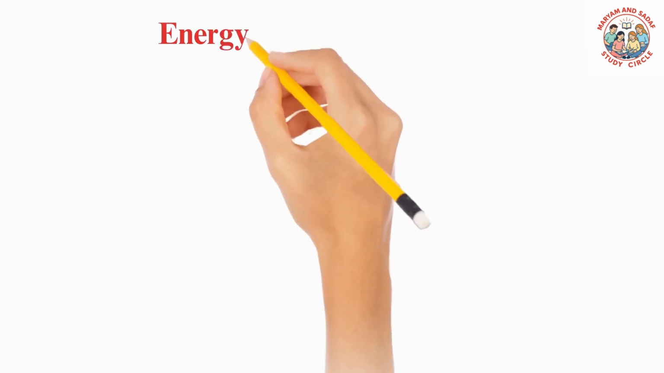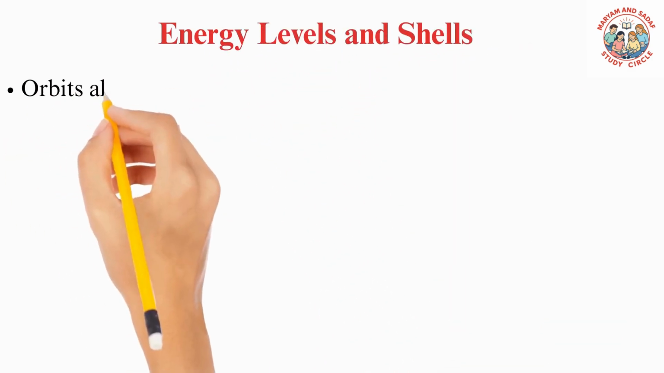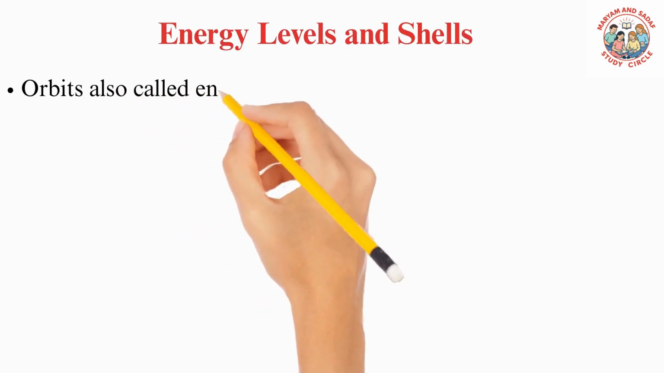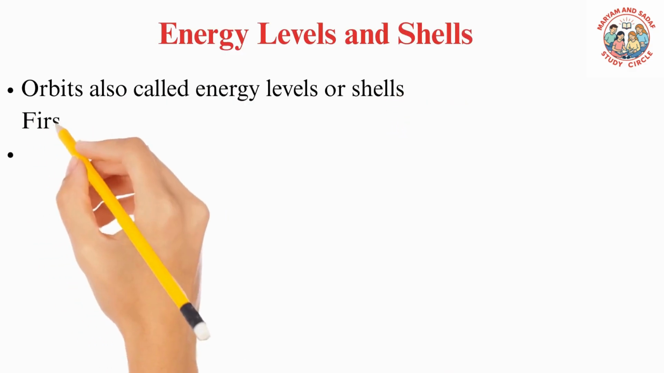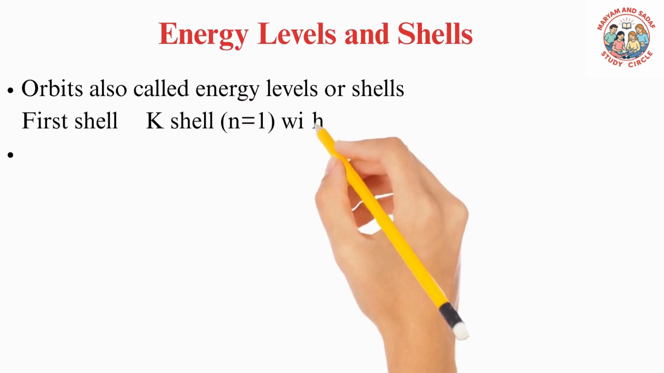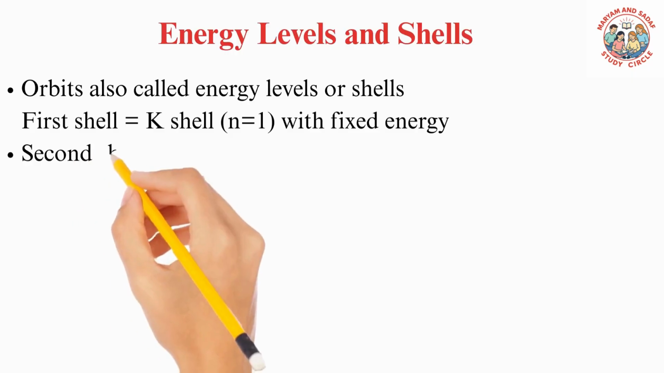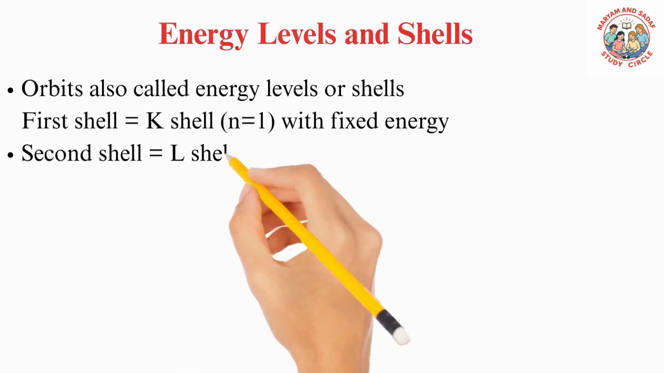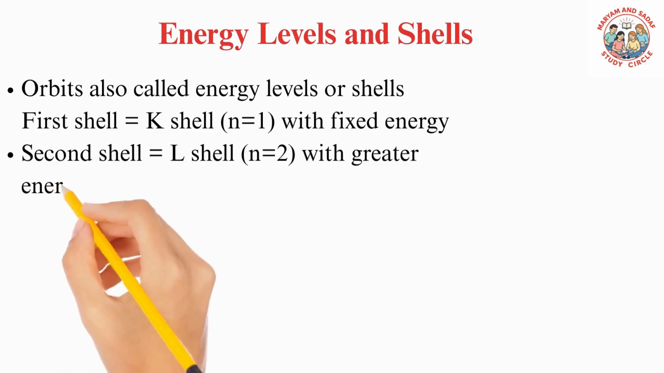Energy levels and shells. Orbits are also called energy levels or shells. The first shell is the K shell, n equals 1, with fixed energy. The second shell is the L shell, n equals 2, with greater energy. Higher shells follow the same pattern.